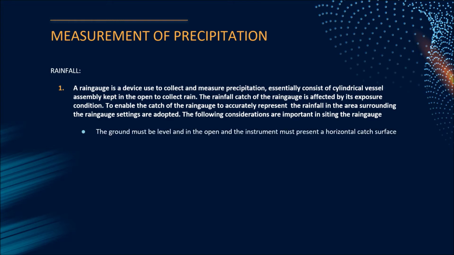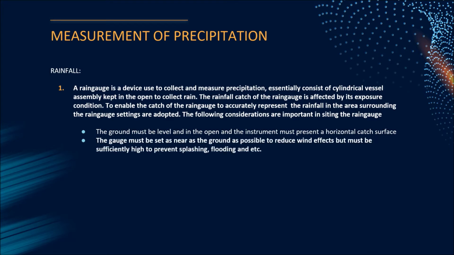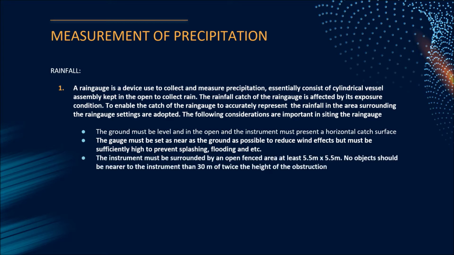The ground must be level and in the open, and the instrument must present a horizontal catch surface. The gauge must be set as near to the ground as possible to reduce wind effects but must be sufficiently high to prevent splashing, flooding, etc. The instrument must be surrounded by an open fenced area, at least 5.5 meters. No object should be nearer to the instrument than 30 meters or twice the height of the obstruction.